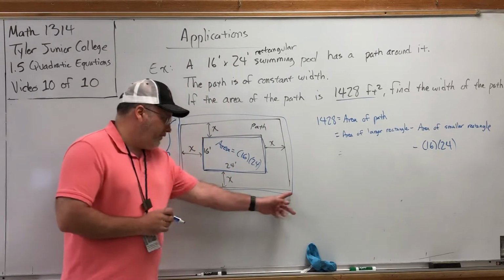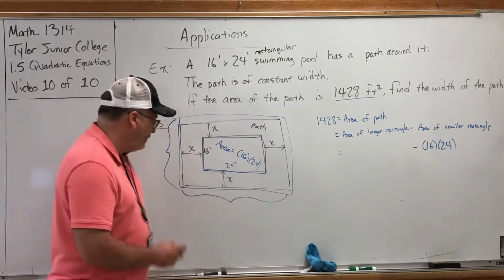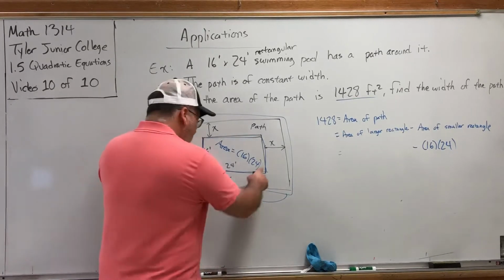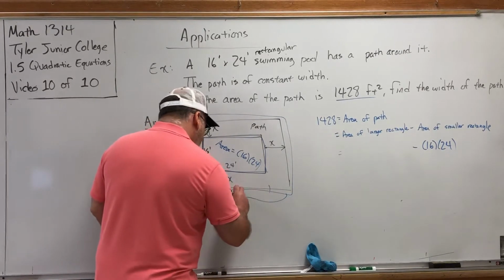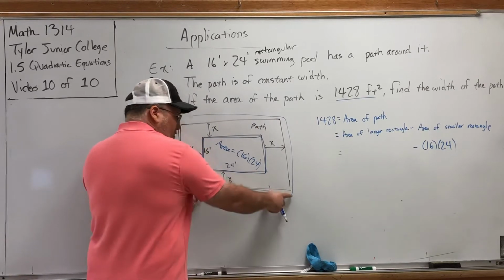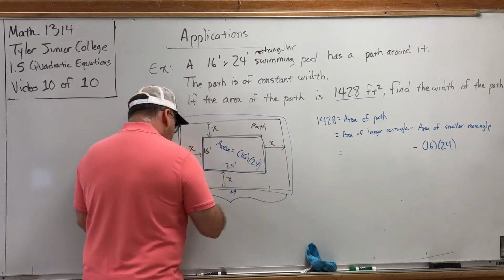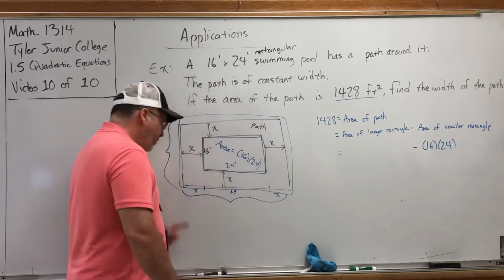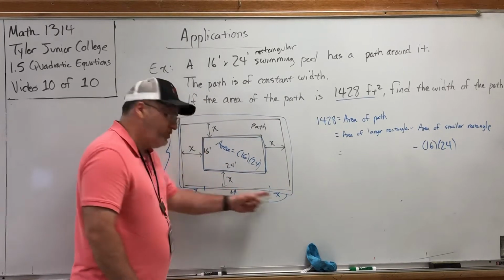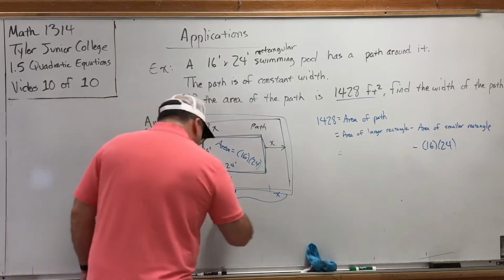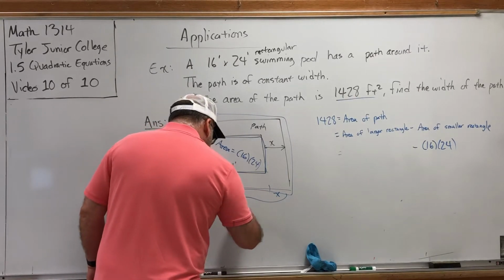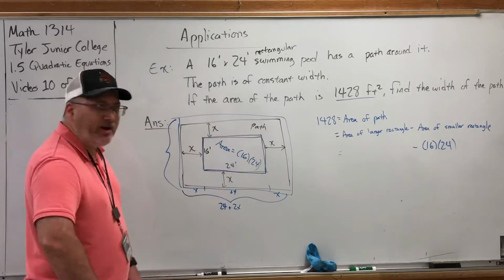So what can we write for the length down here on the bottom? Is it 24? Well, no, 24 is just from here to here. It's missing these two pieces. But how long are these? They're both x. So the total length is 24 plus 2 of these x's. So 24 plus 2 of the x's is the total length of the big rectangle.